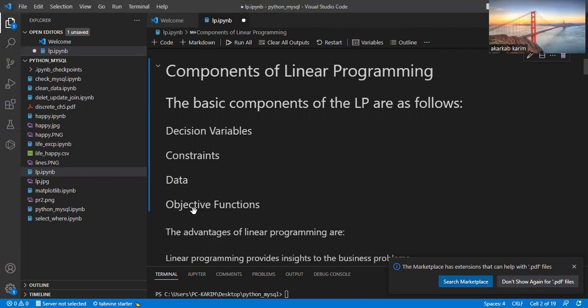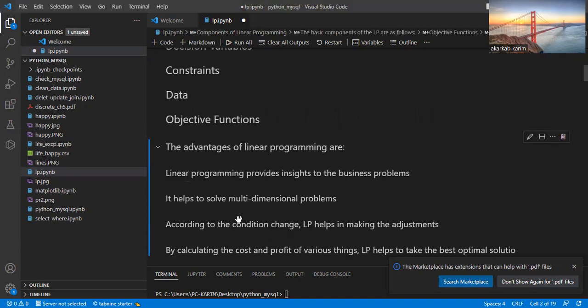And the last component is the objective function. The objective function means the linear combination we have between the products or the variables. So when we build our objective function, at this time we need to maximize or minimize. Okay, increase the profit or decrease or reduce the cost. So now, some advantages of linear programming.